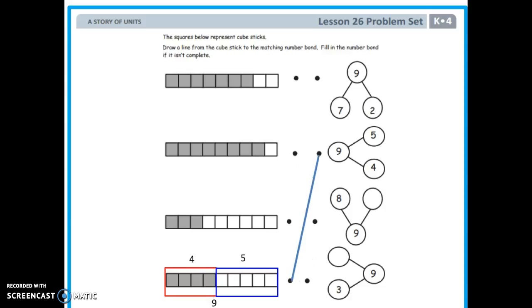I hope you found that one. You're going to take your pencil, and if you have a ruler, you could draw it with the ruler, but you don't have to have a ruler. So you're going to connect those lines together.